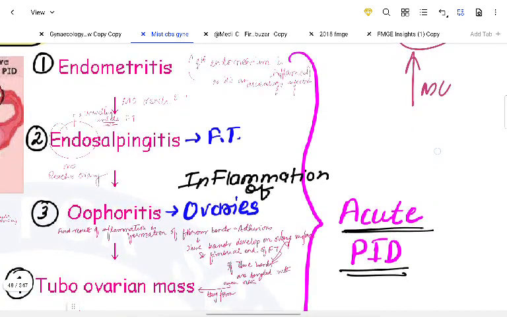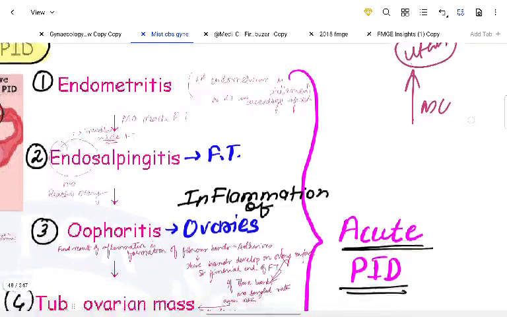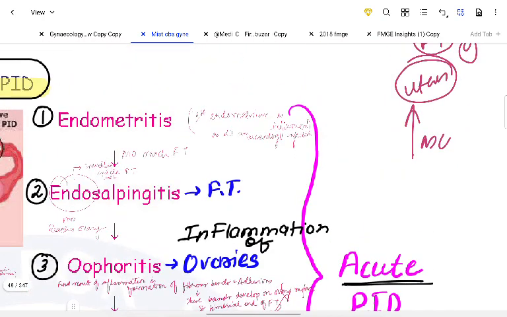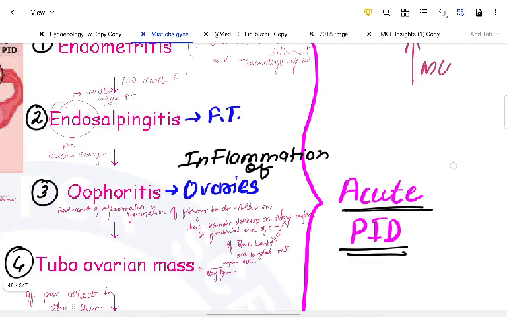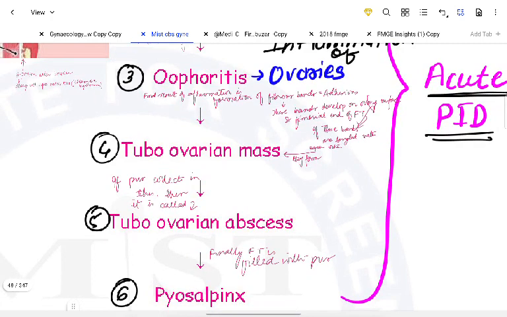oophoritis. Then, because of the inflammation, fibrous bands develop around the ovaries and the fimbrial end of the fallopian tube, and that is called a tubo-ovarian mass, because the tubes and the ovaries both have fibrous bands developed together. They are entangled with each other and form a tubo-ovarian mass, and if pus collects in them, it is known as a tubo-ovarian abscess, because it blocks the pathway and leads to the formation of the abscess.